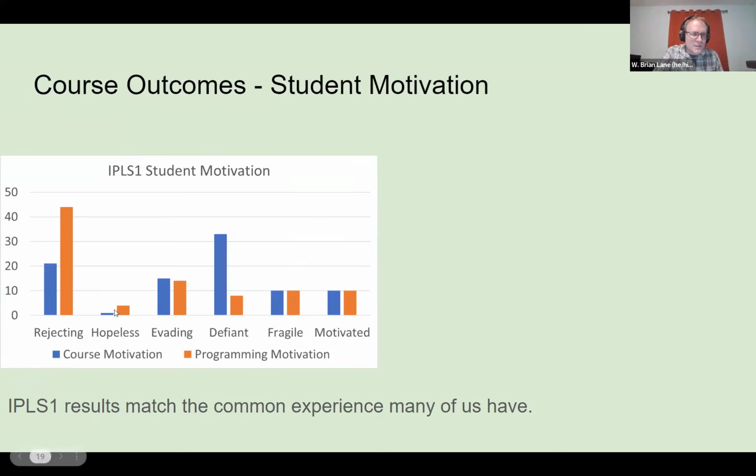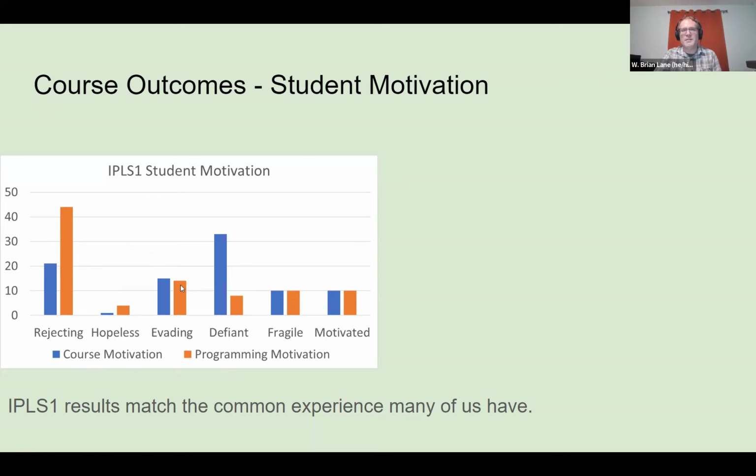So we had about 80 students in the course, so decent numbers over here on the vertical scale. Not really surprising, we got a pretty big maximum over here in rejecting. And what's interesting to me here, if I look at the course overall in blue and programming in particular in orange, they are a lot more rejecting toward programming than they are toward physics. Interesting. Hopeless, didn't have a lot of folks feeling hopeless.